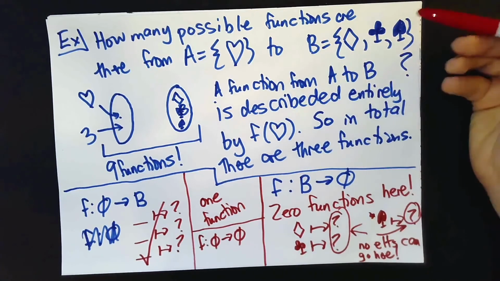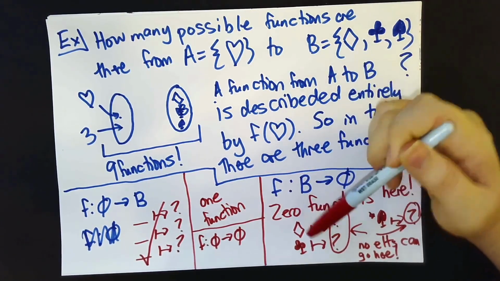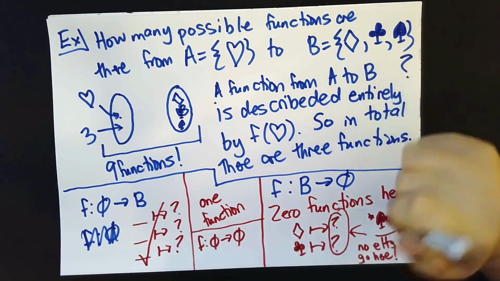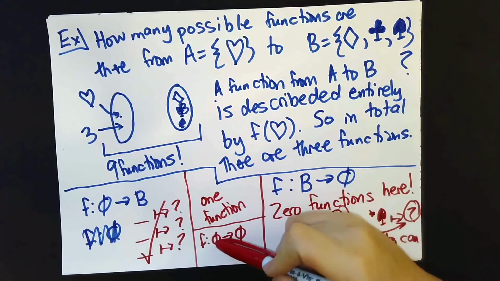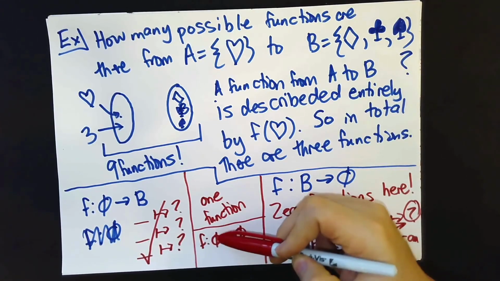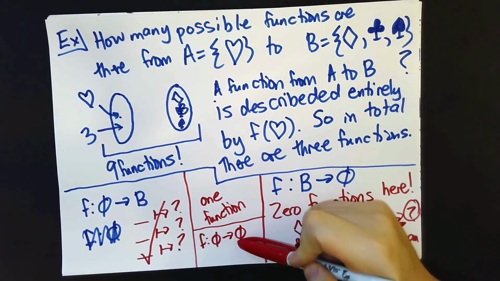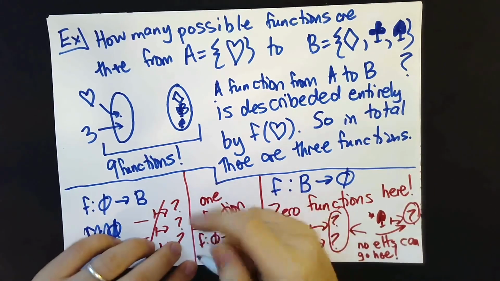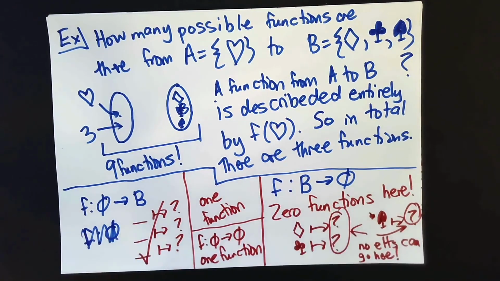But in particular, this was all predicated on the idea that I needed to send diamond somewhere, or club, or spade. However, if I'm looking at a function from the empty set to the empty set, I don't have any elements in the empty set in the domain that I need to assign an element of the codomain to. And so, in fact, there is exactly one function from the empty set to the empty set. And that one function is the function that, well, doesn't do anything.